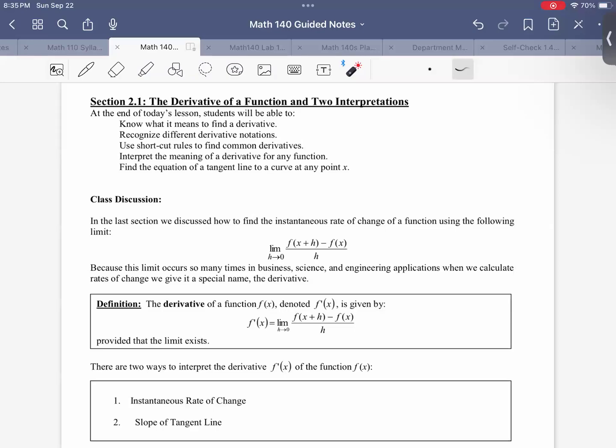All right, hi everybody. Welcome to section 2.1, start of chapter 2, and this is going to be the derivative chapter. We were introduced to derivatives in last section's material 1.6 with the definition of derivative, instantaneous rate of change, and now here we get into the real topic of it, and we're going to be using these rules and tricks and tools for the rest of this class in terms of derivatives, right? So section 2.1, derivative of a function and its two interpretations.